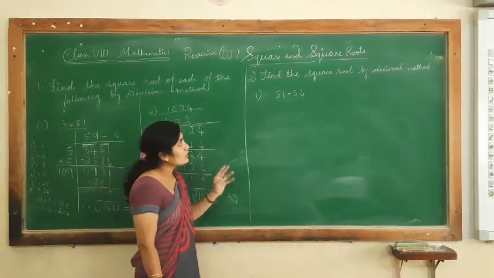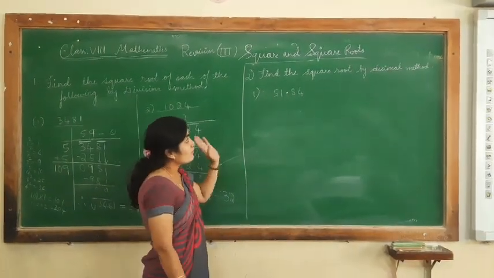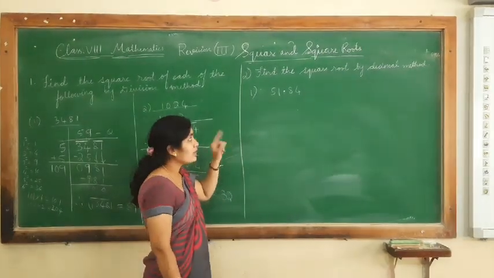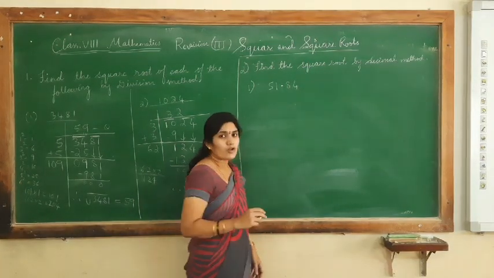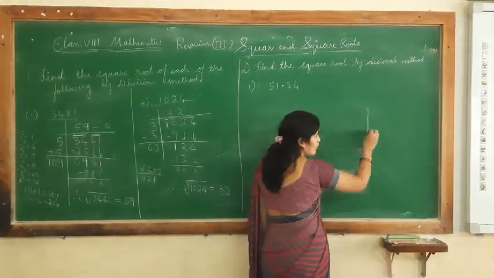Now let us move on to the next problem. Here also, find the square root by decimal method. Why decimal method? Because the number given is in decimal form. Before going to solve, I would like to explain a small point here.